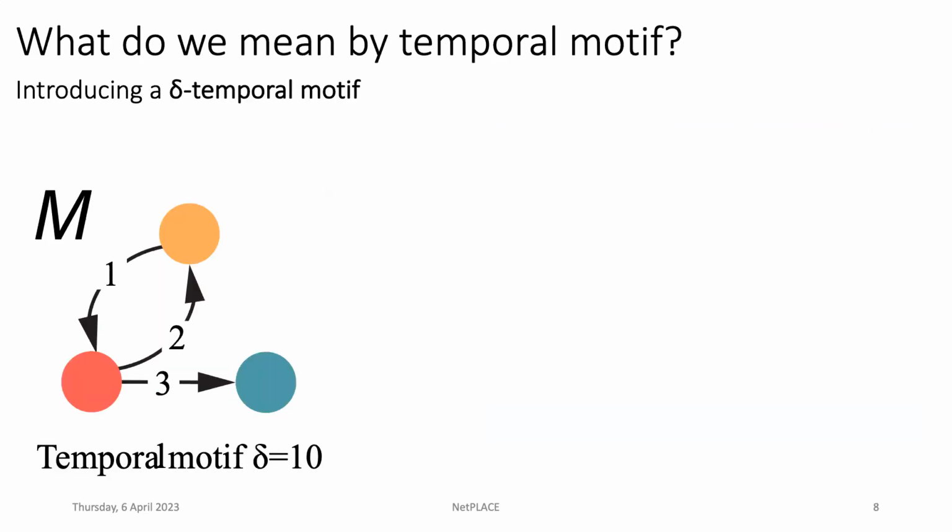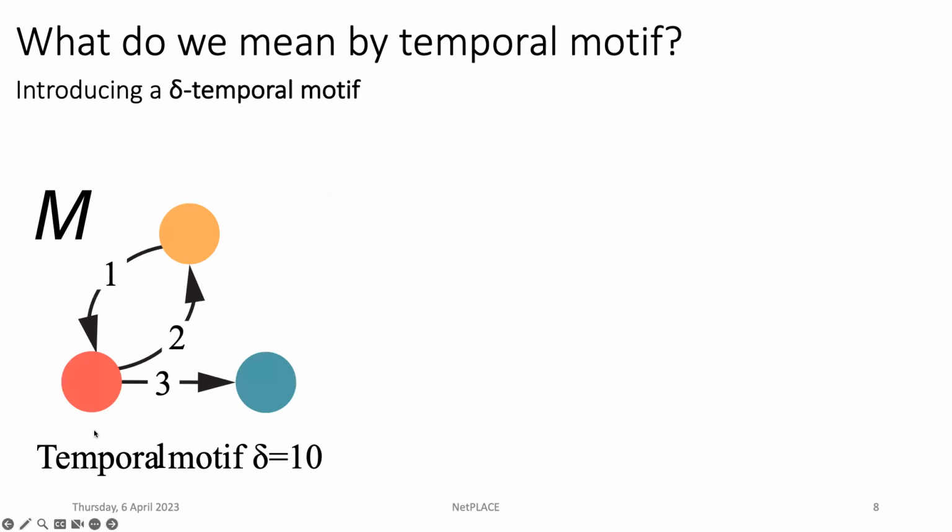On temporal motifs, what we mean by a temporal motif in this instance is a small subgraph whose edges are ordered, both directed and ordered in time. We also specify a time parameter delta, which constrains the time in which the motif has to complete. That means the difference between the last edge of the motif and the first edge of the motif has to be less than delta.